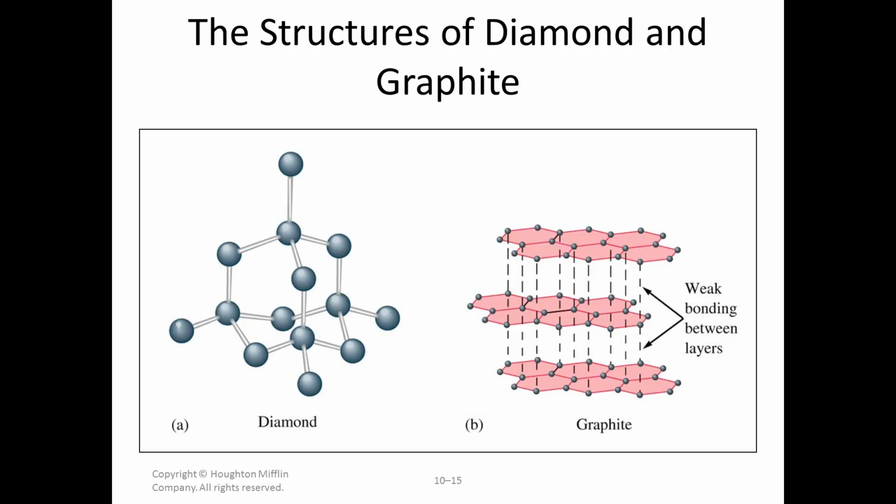Diamond is very hard and rigid, whereas graphite is not. The graphite layers of molecules slide past one another, where the carbon in diamond cannot.